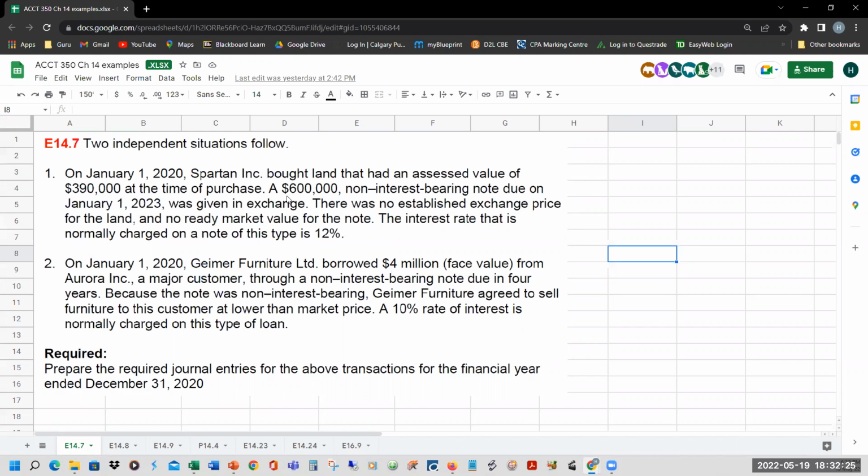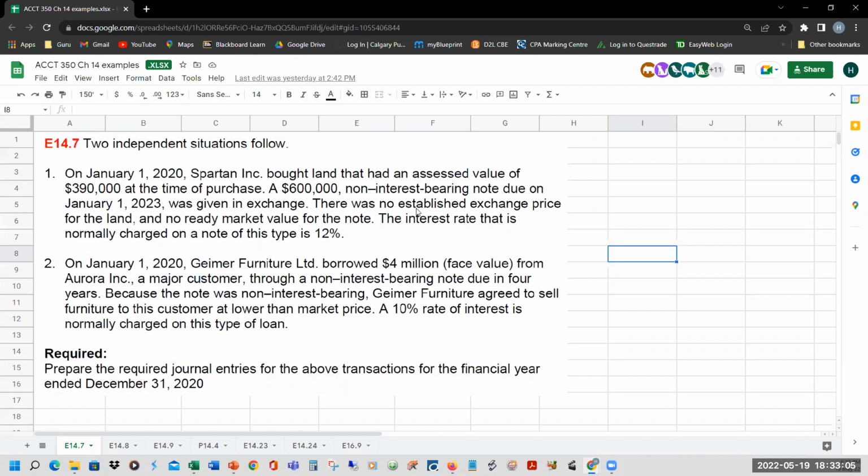The company issued a $600,000 non-interest-bearing note, okay? Non-interest-bearing. There is no such thing as a free lunch. There is no such thing as there being no interest. Interest is always, always, always part and parcel of debt. The note is non-interest-bearing. So what that means is the $600,000, the face amount, includes any interest. Okay, so that 600,000 is also not something that we can use reliably.